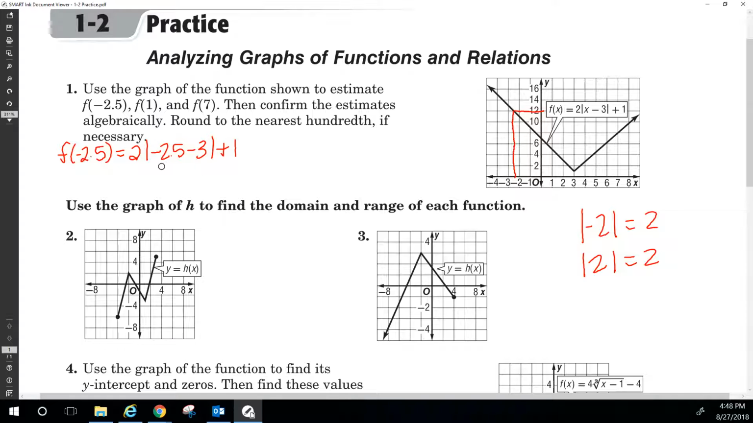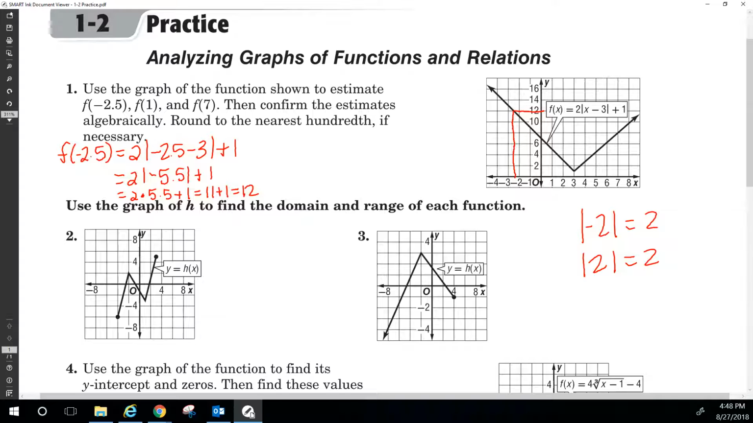So all it does is really wipe out the negative. First thing, you've got to do your subtraction on the inside. So this would be 2 times the absolute value of negative 2.5 minus 3, which is negative 5.5, plus 1. That's the same thing as 2 times positive 5.5 plus 1, which is 11 plus 1, which is 12.